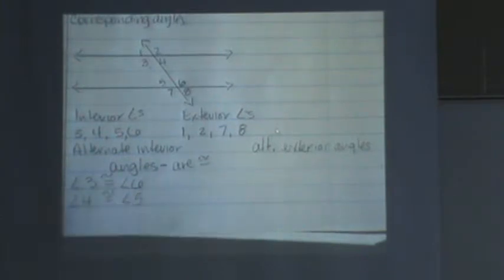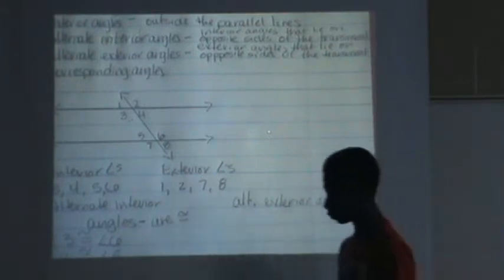Alternate exterior angles, and somebody gave us that definition. Alternate exterior angles, going back up to the front. Alternate exterior angles, and you're probably going to be on the camera. Okay, if you don't want to be on camera, you can't walk in front of it.